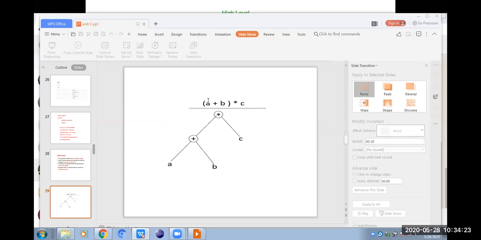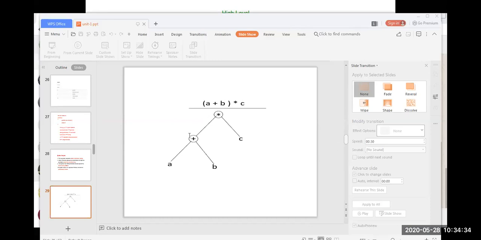We have to perform the operation inside the parenthesis, a plus b, first. So first it will construct a tree for a plus b. Next, the result of a plus b must be multiplied with c. So again, the result of a plus b will be given to star with c. Clear?